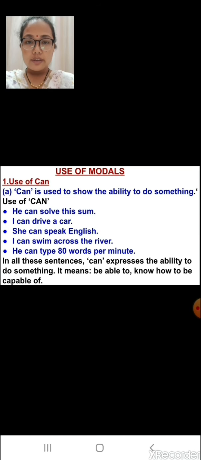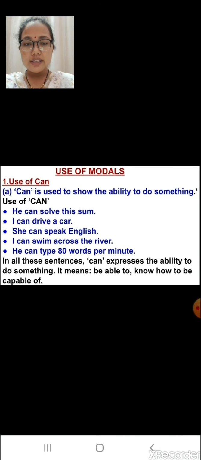Now let us see the use of modals. The first one is here, can. Can is used to show the ability to do something. For example, number 1, he can solve this sum. Number 2, I can drive a car. Number 3, she can speak English. Number 4, I can swim across the river. Number 5, he can type 80 words per minute.